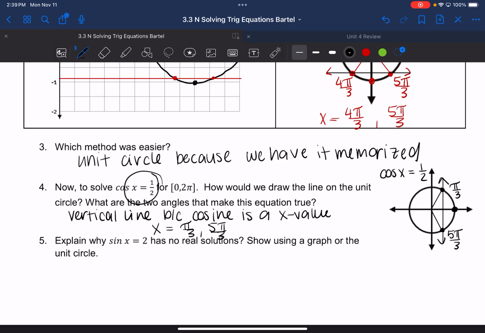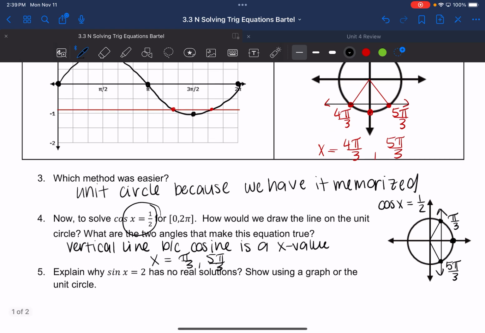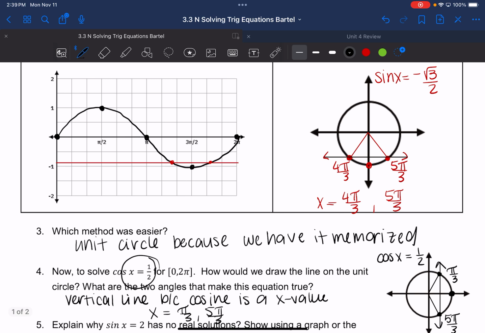Okay, well, we said our unit circle has an r of 1, right? So 2, this one was for sine. 2 would be somewhere up here, or this was also a graph of sine. 2 is up here. Why would I not get any solutions there? It's out of range. Our unit circle doesn't reach that high. Our graph does not reach that high. Therefore, they're never going to intersect, right?